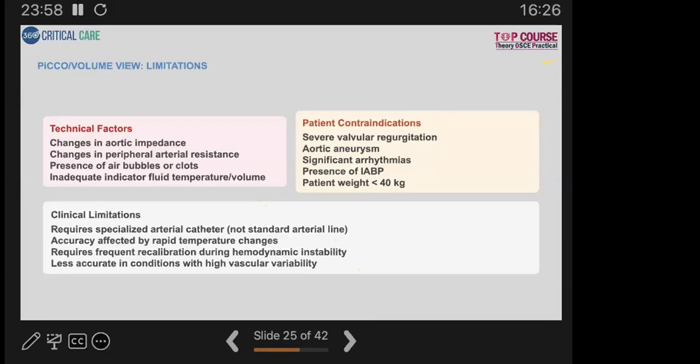And some of the clinical limitations are that it requires a specialized arterial catheter. You should take an arterial catheter where you can attach a thermistor, which senses the temperature, not like a normal arterial catheter. The kit itself is very costly, and not many centers could afford it. Accuracy is affected by rapid temperature changes, it requires frequent recalibration during hemodynamic instability, and it is less accurate in conditions with high vascular variability.